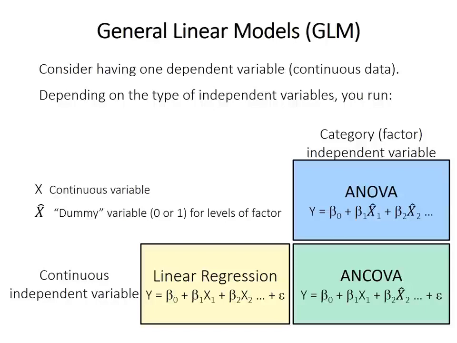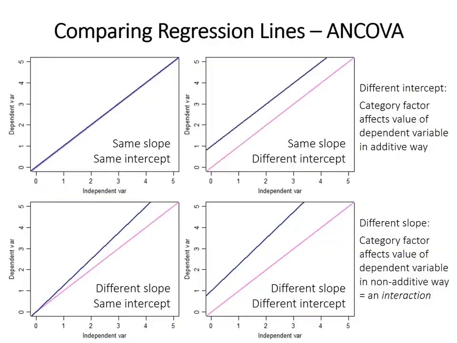So ANCOVA tests whether the linear model differs for different levels of a categorical factor. So is the relationship between the continuous variable x1 and y different for different levels of the grouping factor x2? We'll come back a little bit to general linear models later in the course when we discuss model comparison, but for now we'll just move on and talk about ANCOVA.